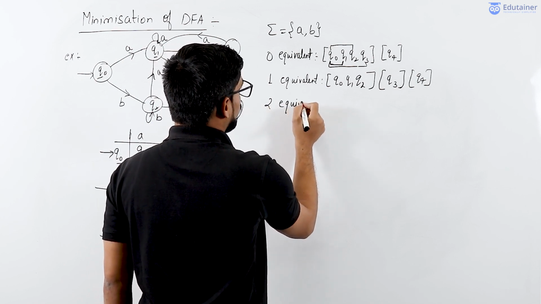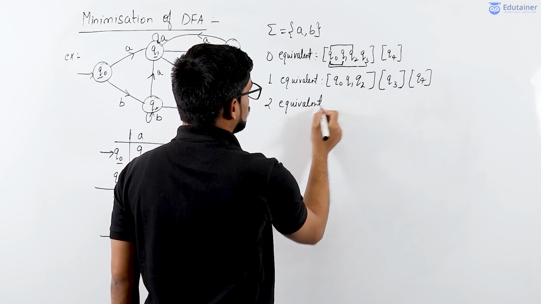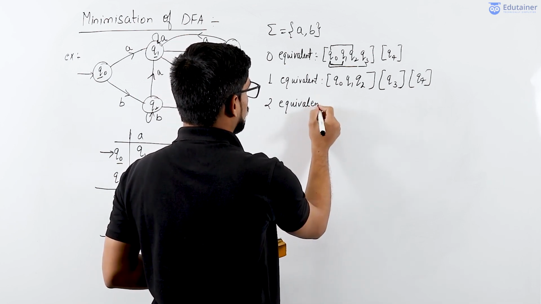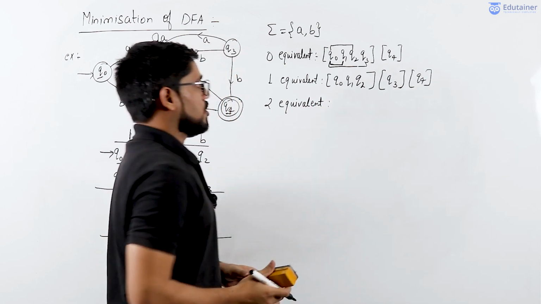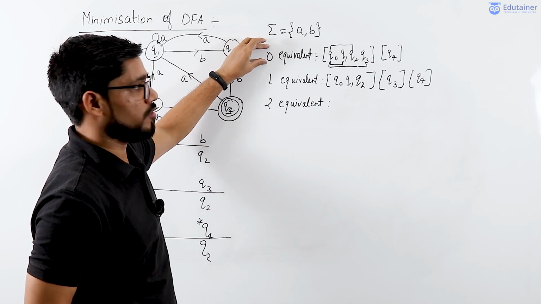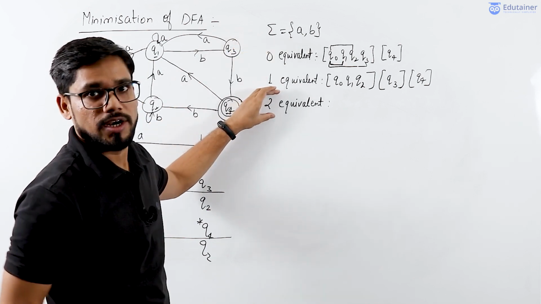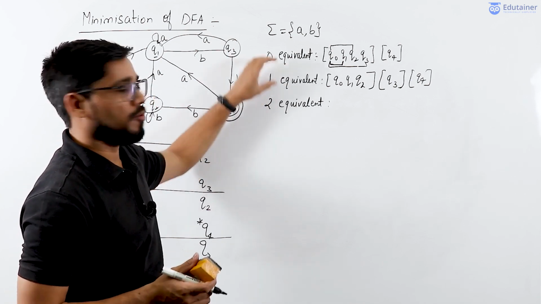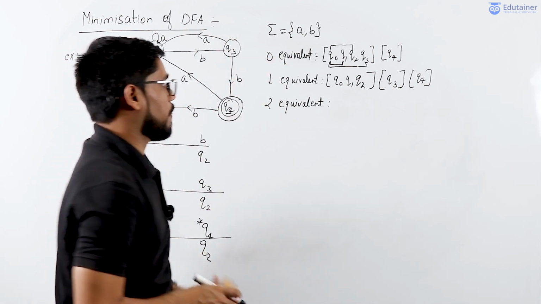Now find the two equivalent set. The two equivalent set is achieved from the one equivalent set, and the one equivalent is achieved from the zero equivalent. So always the present equivalent set which you want to construct is achieved from the previous equivalent set.